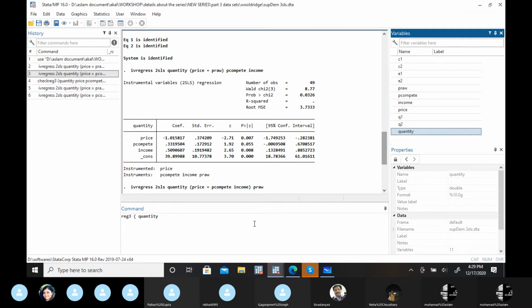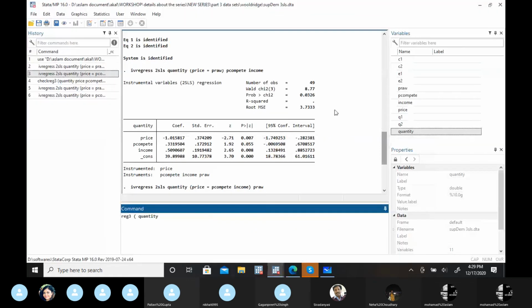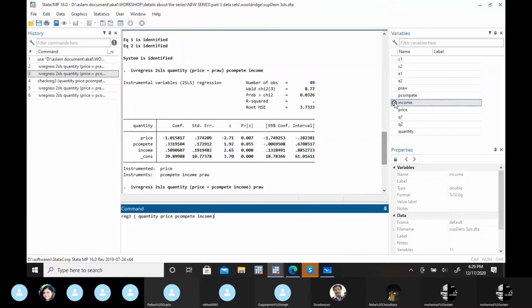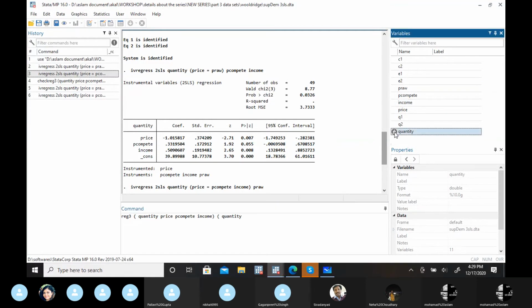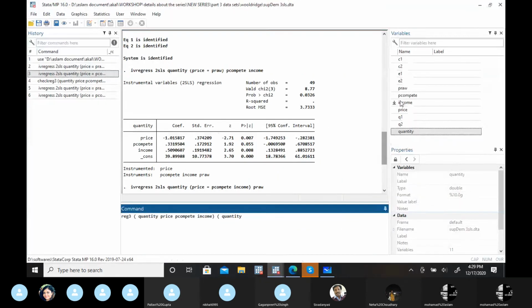then price, price of competitive good and income, first equation. Then my second equation, quantity, price and price of raw material.